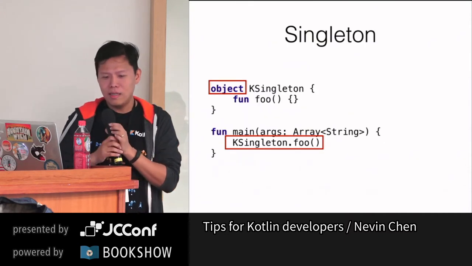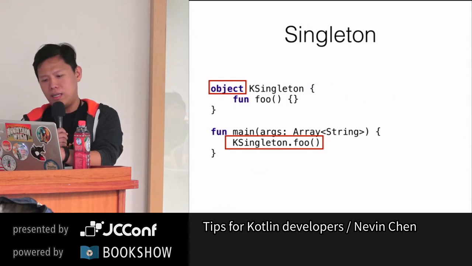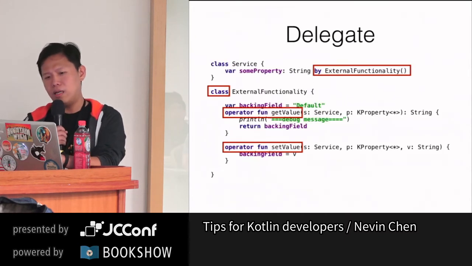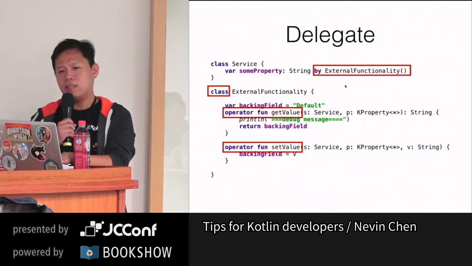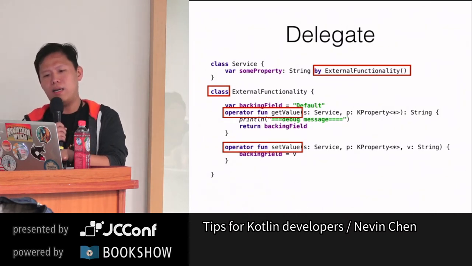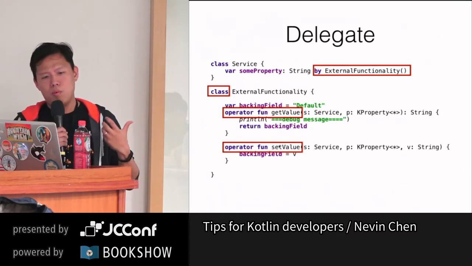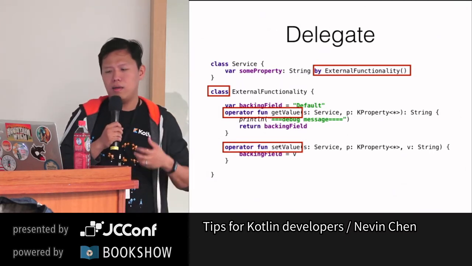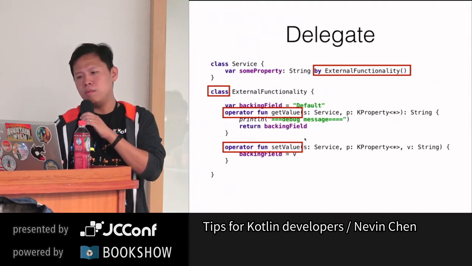Design patterns. I think Kotlin has respected design patterns, so let's say singleton. Delegation: you can have your own delegate. The delegation will override getValue and setValue. So every time this property's getValue or setValue is called, it's actually calling this delegation class's getter and setter. It will perform the getter and setter on your behalf. So this is a customized delegation.